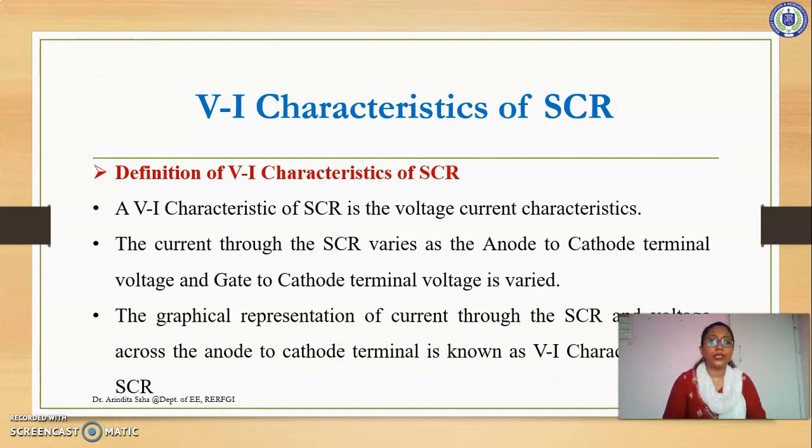So the current through the SCR, how can it be varied? It can be varied by varying the anode to cathode terminal voltage and by varying the gate to cathode terminal voltage. The graphical representation of current through the SCR and the voltage across the SCR, that is the anode to cathode terminal voltage, will provide us with the VI characteristic of SCR.